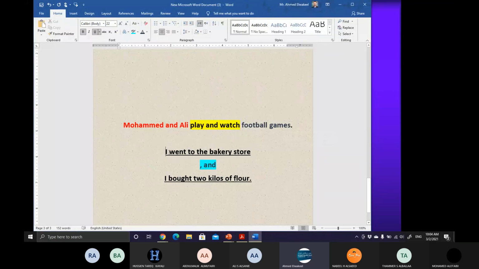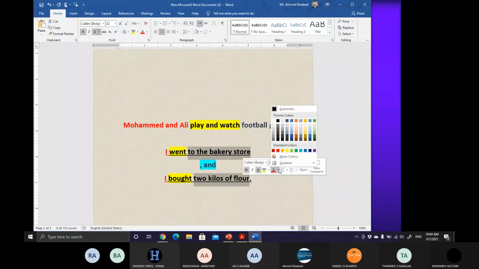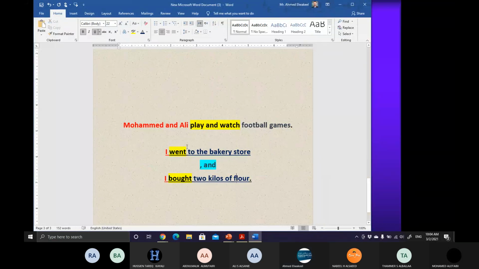So here you have the subject, here you have the verb, and here you have the rest of the sentence. So 2 complete ideas or 2 complete pieces of information joined together using the conjunction, and so that's why we call it a compound sentence.